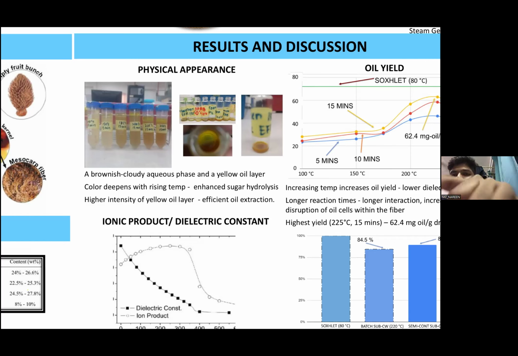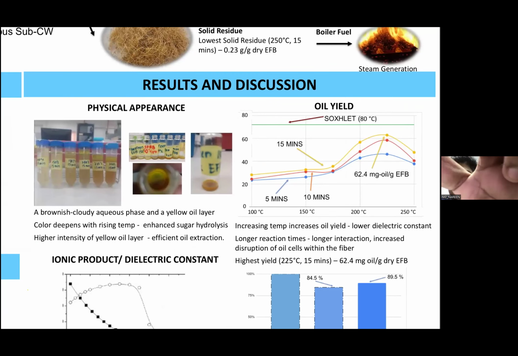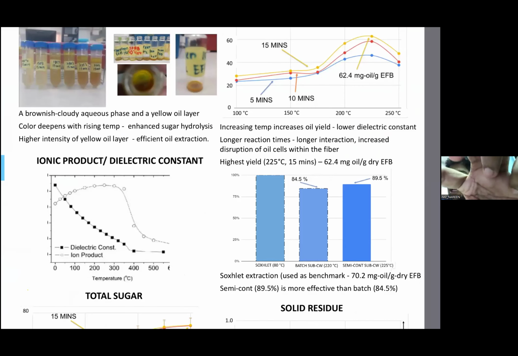Next is the color. As you can see as well, the color deepens with the rising temperature. This shows that the sugar hydrolysis reaction is enhanced at higher temperature. On the right hand side, there's an image of the crude palm oil, which is indicated by the yellow hue color.